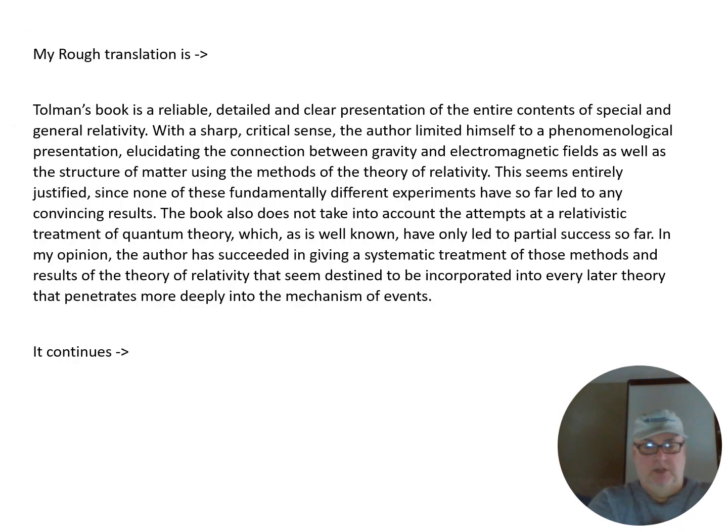This is my rough translation of what Einstein is saying. So Einstein says this: Tolman's book is a reliable, detailed and clear presentation of the entire contents of special and general relativity. With a sharp, critical sense, the author limits himself to a phenomenological presentation, elucidating the connection between gravity and electromagnetic fields, as well as the structure of matter, using the methods of the theory of relativity. This seems entirely justified, since none of these fundamentally different experiments has so far led to any convincing results. And you can read the rest of it if you like.